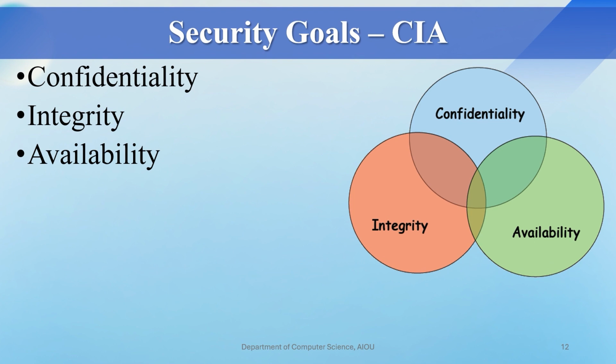The main goal of a security system is to provide confidentiality to user data, integrity of the user information, and availability of information to the legal, authentic user in the information system.